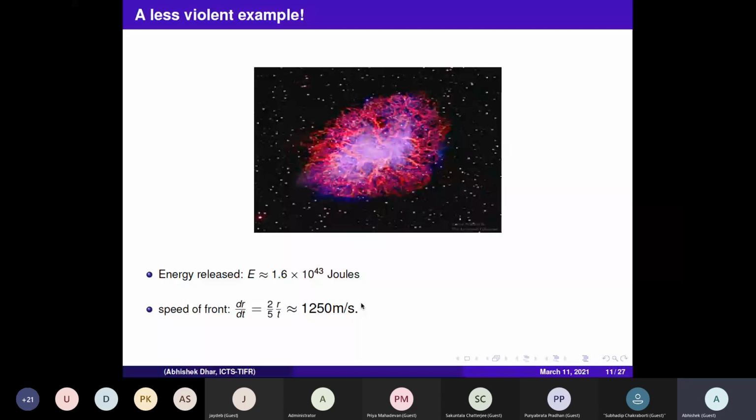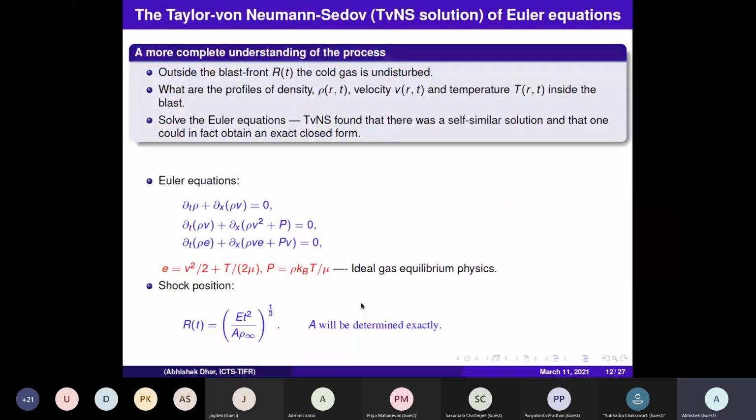Okay, so now I will come back to our more detailed question. We have this blast, and we know how the front is expanding, but we want to know what is the profile of density, velocity, and temperature inside this blast. That is the more detailed question we want to ask. Is the temperature maximum at the center? Is it maximum at the edge? It's difficult to guess; if you think about it, we don't know. Density, is it maximum at the center or at the edge of the shock? So this is what we want to find.